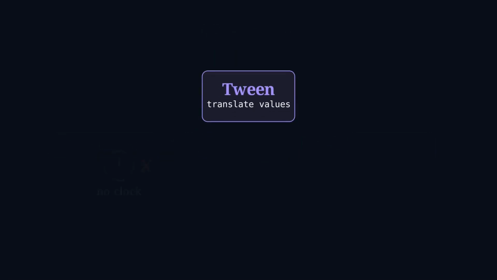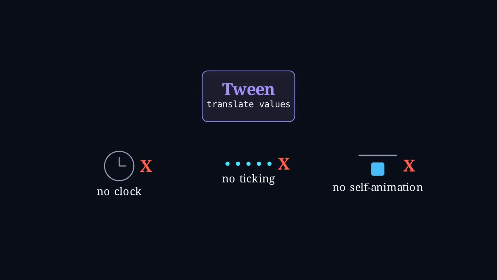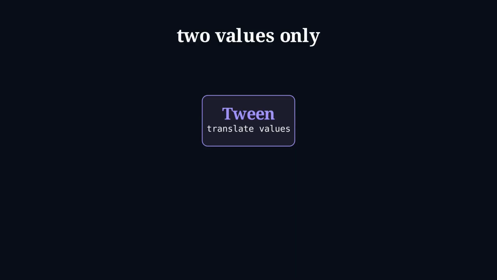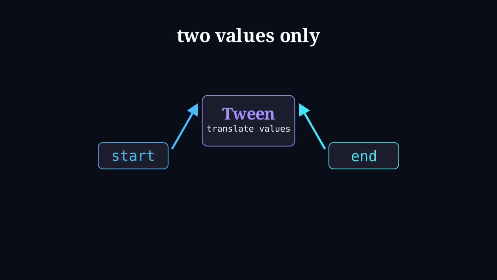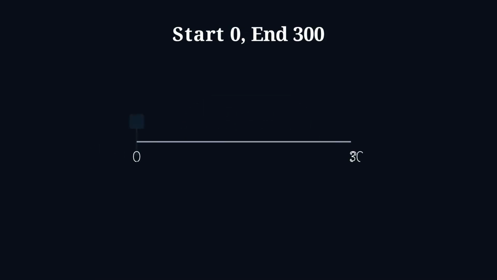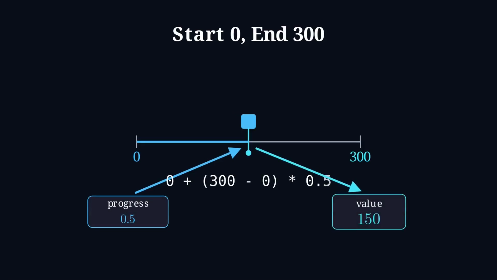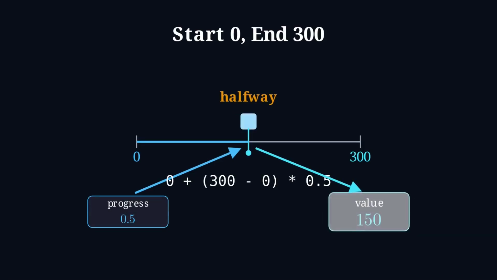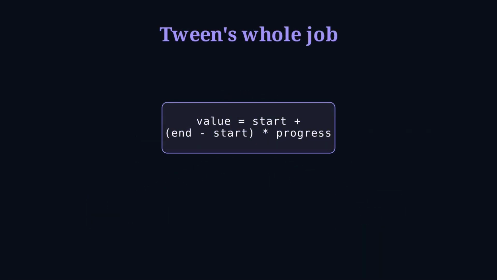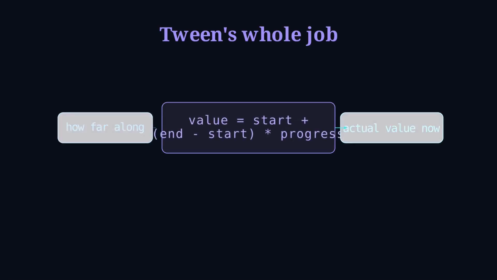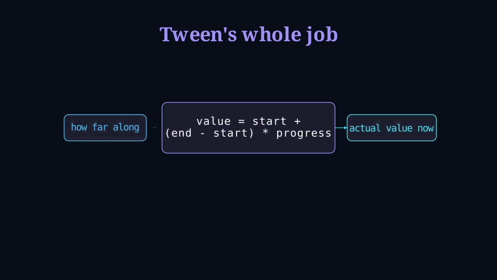A tween doesn't know anything about time. It doesn't tick. It doesn't animate anything by itself. All it knows is 2 things: a start value and an end value. Say we want something that starts at 0 and ends at 300. Feed it a progress value, say 0.5, and it hands you back the number exactly halfway between 0 and 300, 150. That's the entire job of a tween. Given how far along, calculate what's the actual value right now. It's pure math, no clock involved.